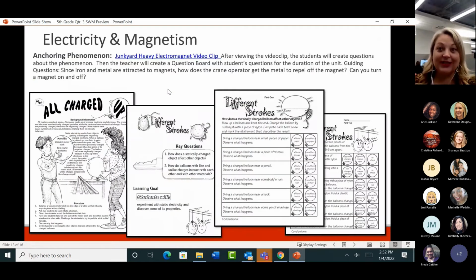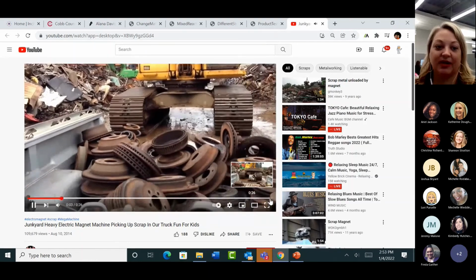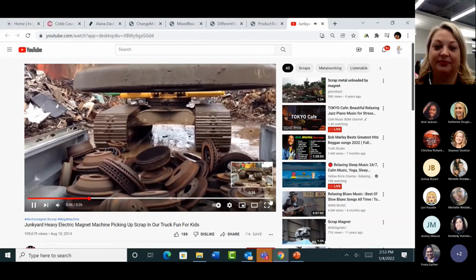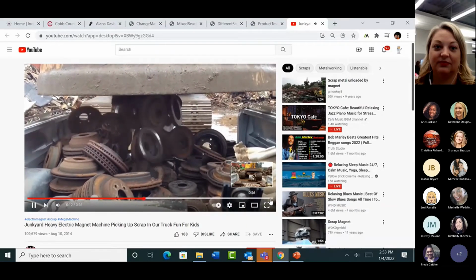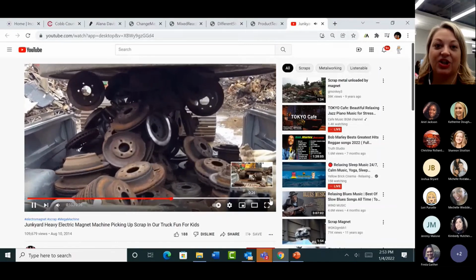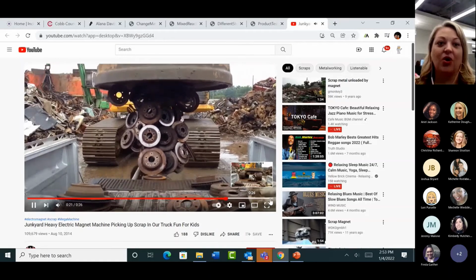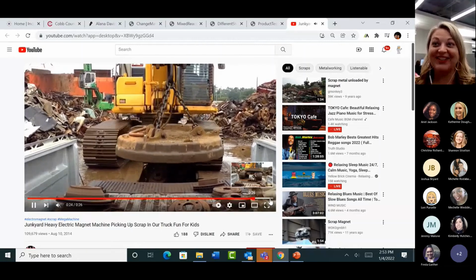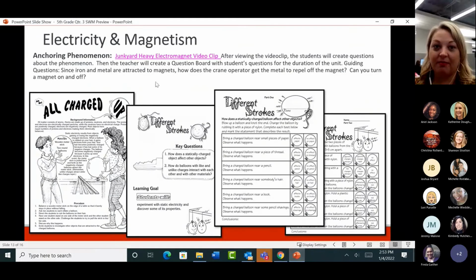All right, electricity and magnetism. So the anchoring phenomenon that I like to use for this one, show you, is a huge electromagnet machine picking up scrap. Imagine you have some students that might not have ever seen an electromagnet in a junkyard before. I think this is so cool. So this is what I would use to introduce electricity and magnetism to my students.